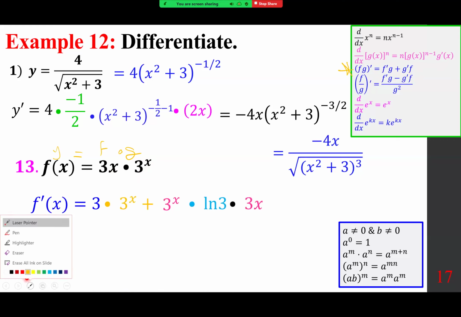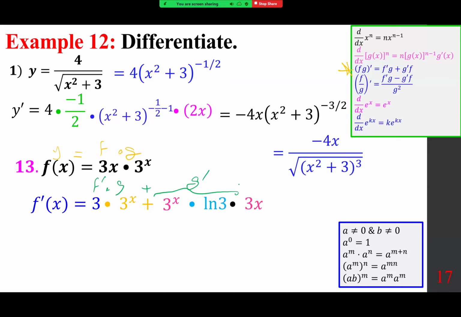So let's write it on top of it. So this is f prime g plus g prime f. And notice the exponent here is 1. The exponent here is 1. So I can write this as 3 to the power of 1, 3 to the power of x. That means 3 to the power of x plus 1.